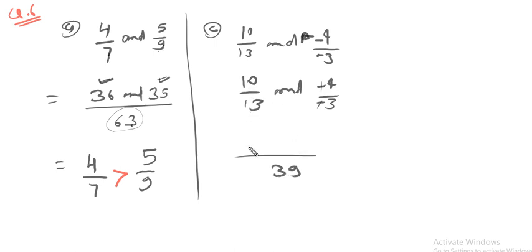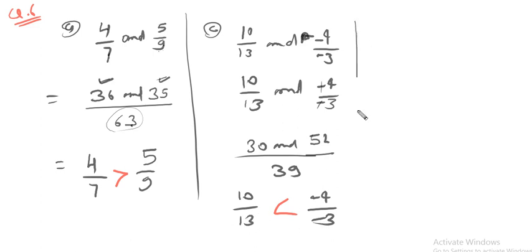13 3s are 39, into 3 will be 30 here, and 3 13s are 39, and here it will come 13 into 4. 13 into 4 will be 52, right? Yes, 52. So which one is greater here? 52 is the greater one. So do not look at whether there is a minus. If there is one minus, then it will be less. Like this. I will solve one more question so you can understand it. -4 upon -3 will be greater than 10 by 13. Now see one more question.